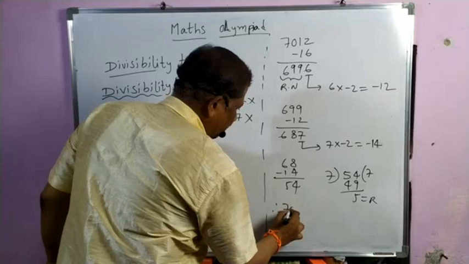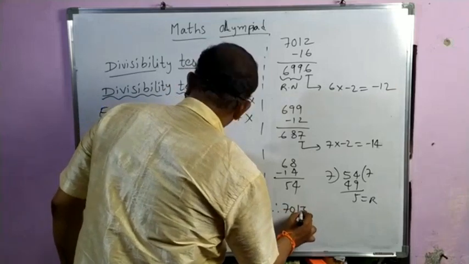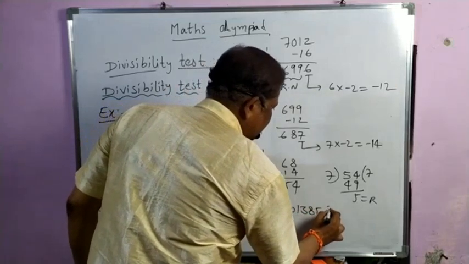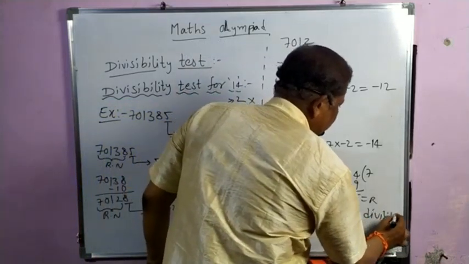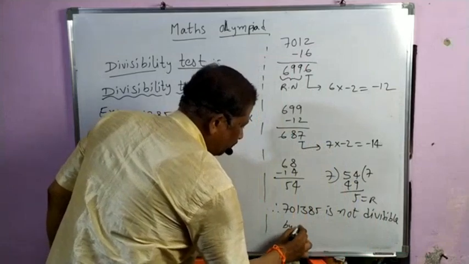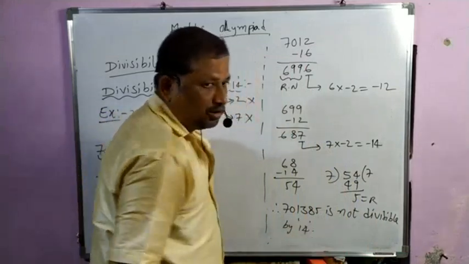Therefore 701385 is not divisible by 40. Is it clear?